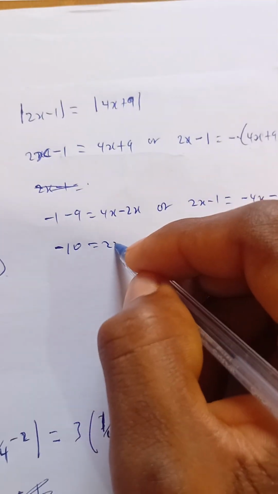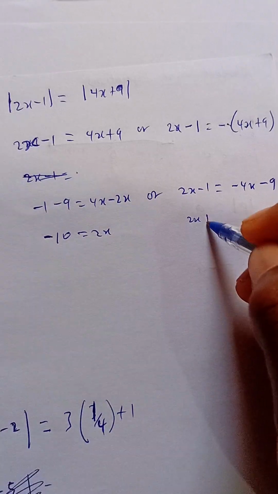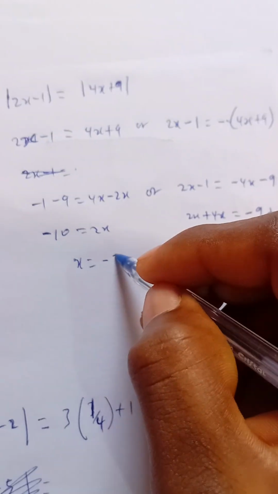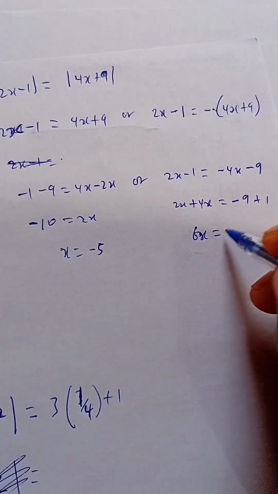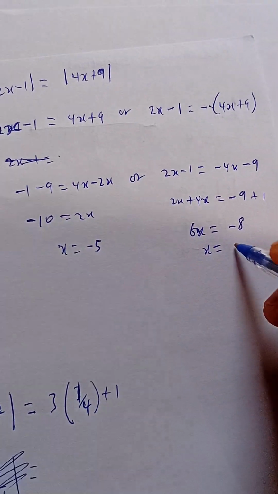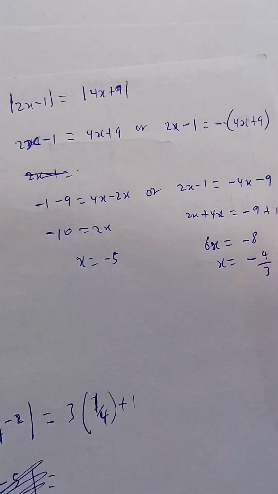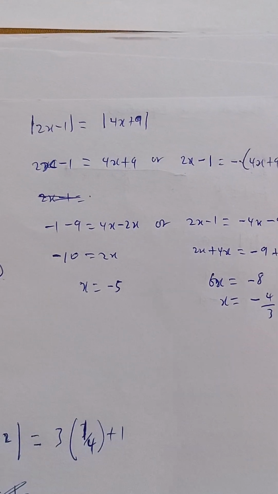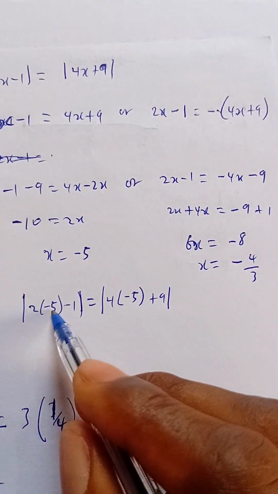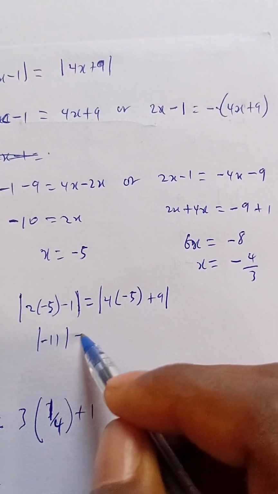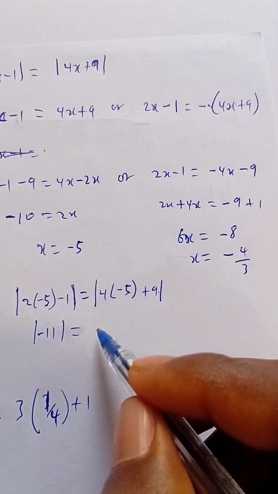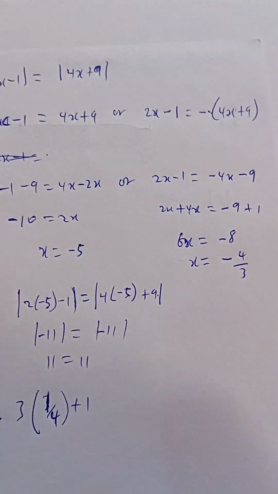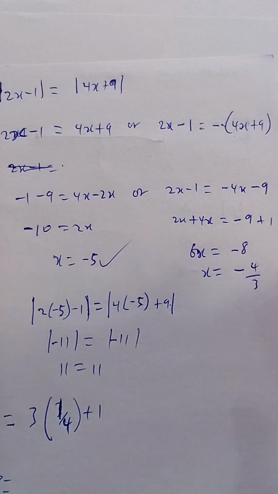Minus 10 equals 2x, x equals minus 5. 2x plus 4x equals minus 9 plus 1, so 6x equals minus 8, x equals minus 4 on 3. We have two answers and we have to verify them all. So here we get minus 10 minus 1, minus 11, absolute value. Minus 20 plus 9 still gets minus 11, absolute value. So 11 equals 11. So turns out our negative 5 is correct.